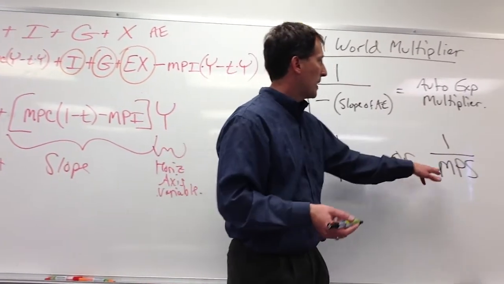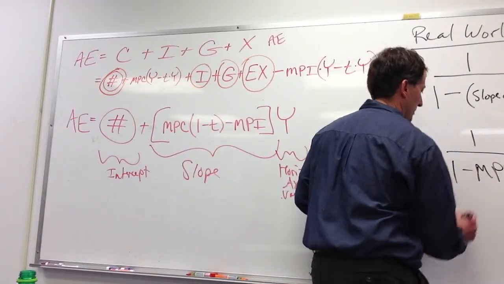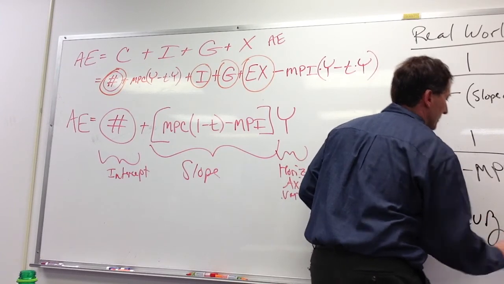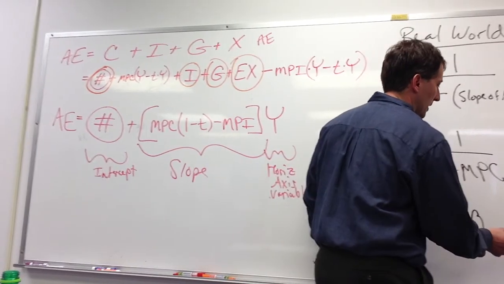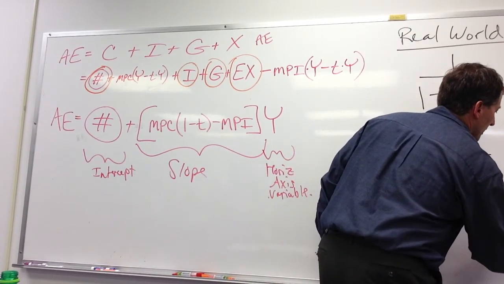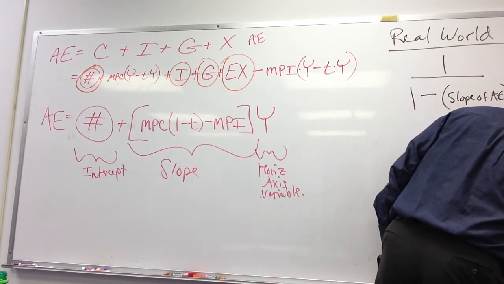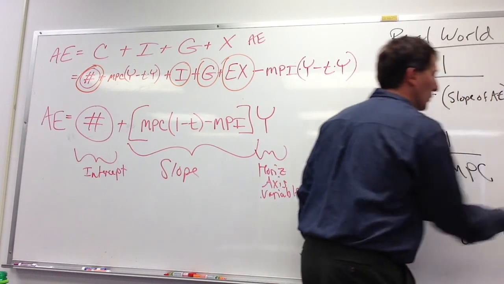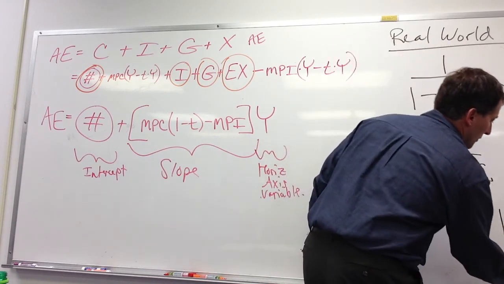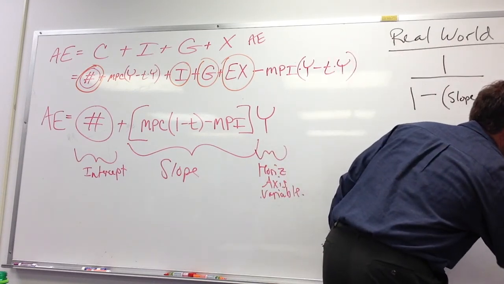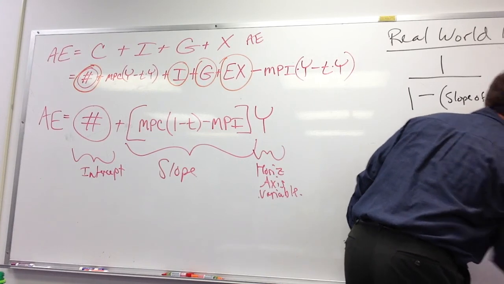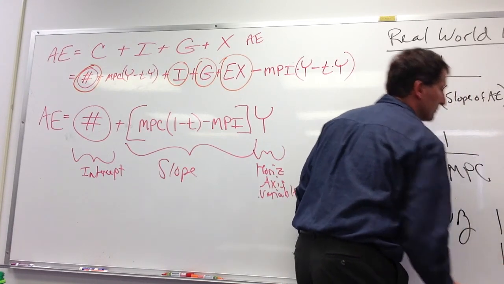You get to the same spot. So the reason we have that is we're going to consume 100%. The marginal propensity to consume plus the marginal propensity to save have to sum to 1. So from our example, we had 80% plus 20% equals 1.